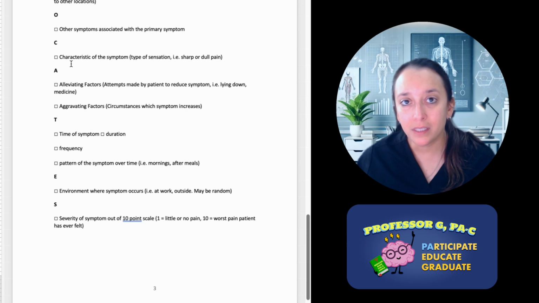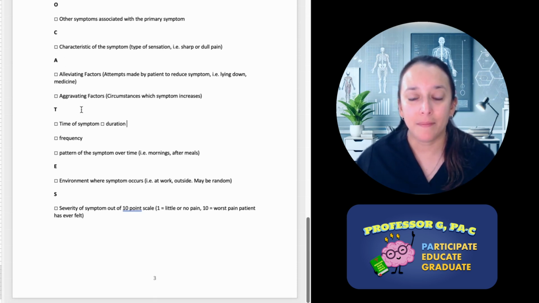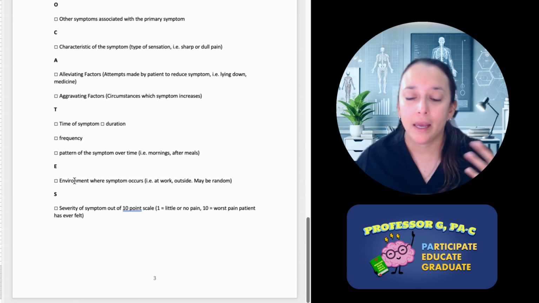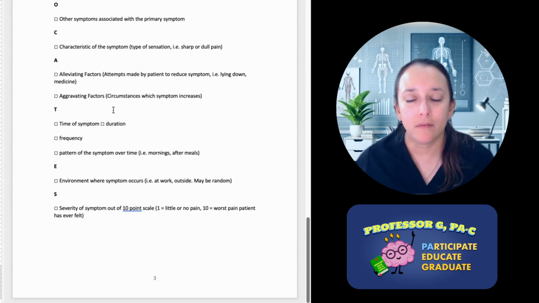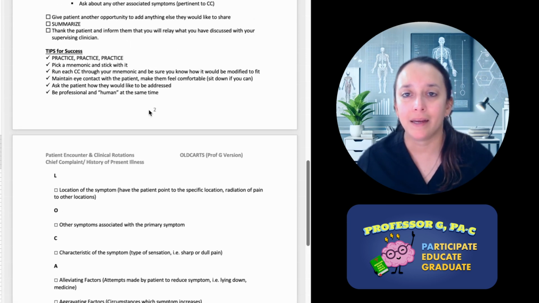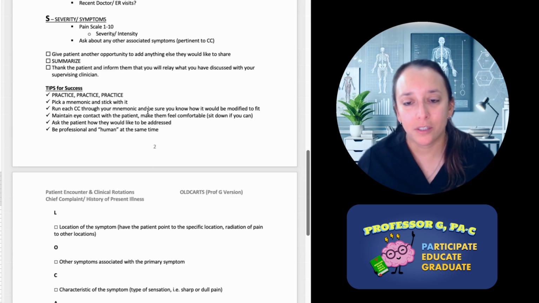C is characteristic. Okay. A is alleviating factors and aggravating factors. T is for timing, so duration, frequency, similar to my O. E is environment, which is similar to my L, one of my L's, and then S is severity, which I have in my S or in my C. So you can see that there's a lot of overlap here. Mine just has a little more clues, a little bit more indicators, and I like the order of OLD CARTS better than LOCATES. Okay, again, to each their own.